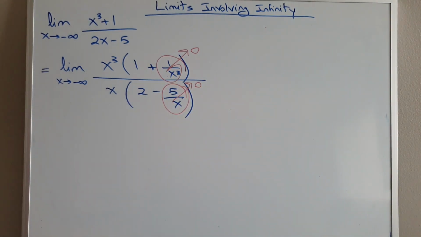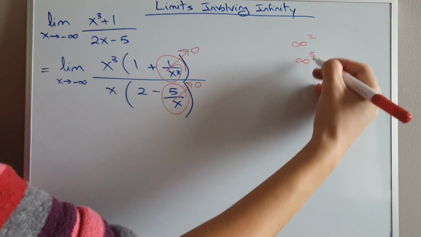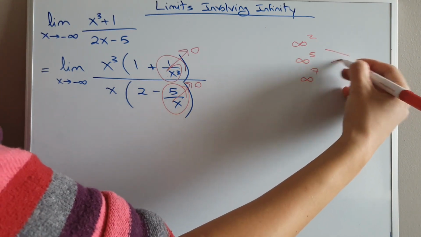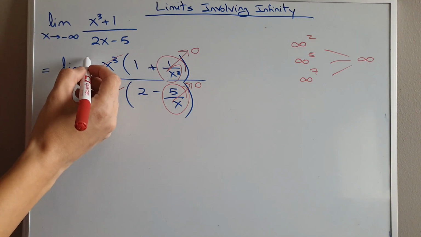I just forgot to highlight that infinity to a power of 2 or a power of 3 or a power of 5, any positive power, is still infinity. You're just making it even bigger. So that's why this is still a number over infinity. So what am I left with here? x cubed and x, we can cancel an x out, so I'm left with x squared.